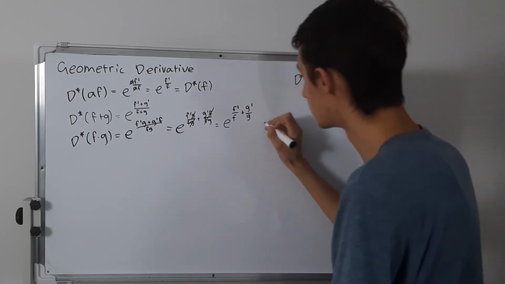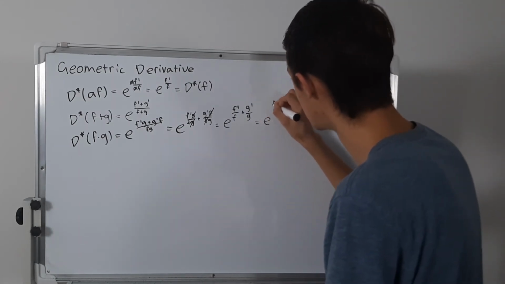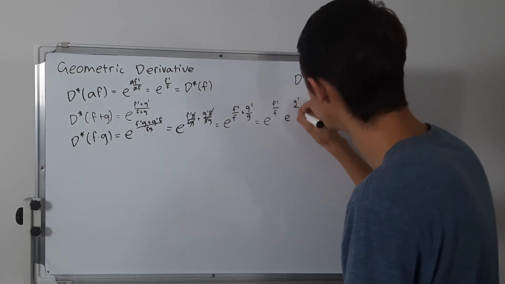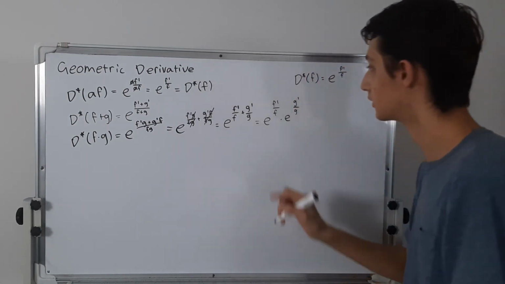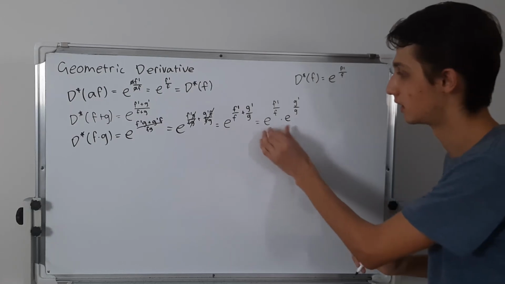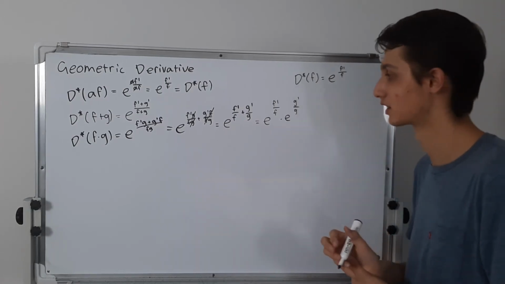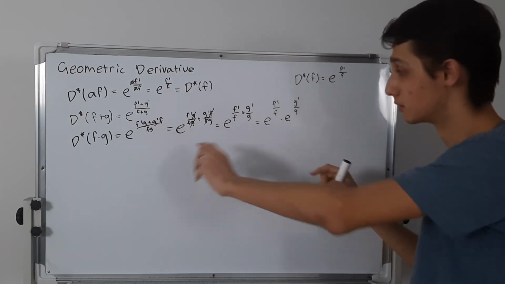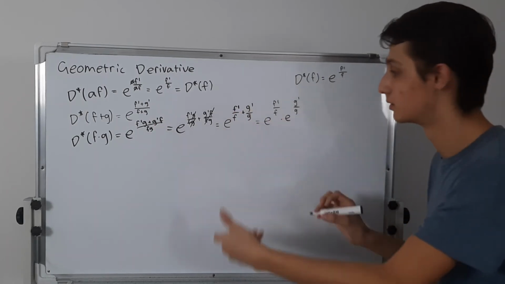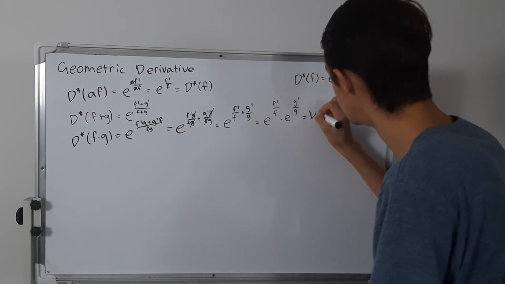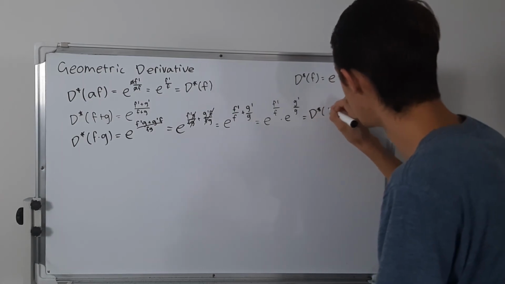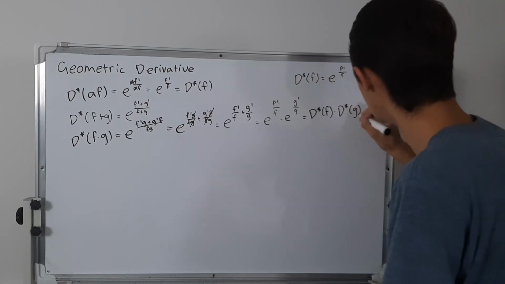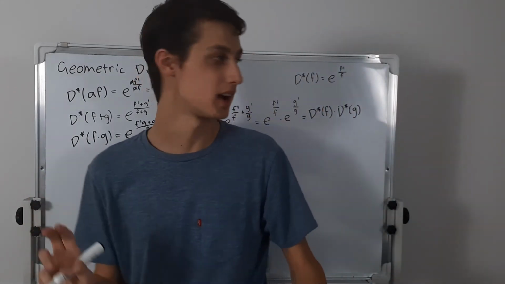And then we can split this up, because this is e to the f prime over f times e to the g prime over g. We can just split this up; that's one of the properties of exponents. This is precisely the geometric derivative of f, and this is the geometric derivative of g. So what we have here is d star of f times d star of g. This is a satisfying product rule.